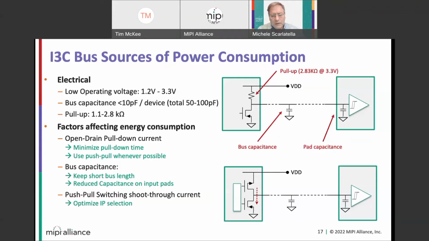The second source of power consumption here is spurious capacitance, where the capacitance can come from the wire or from the input capacitance of the I/O pads.